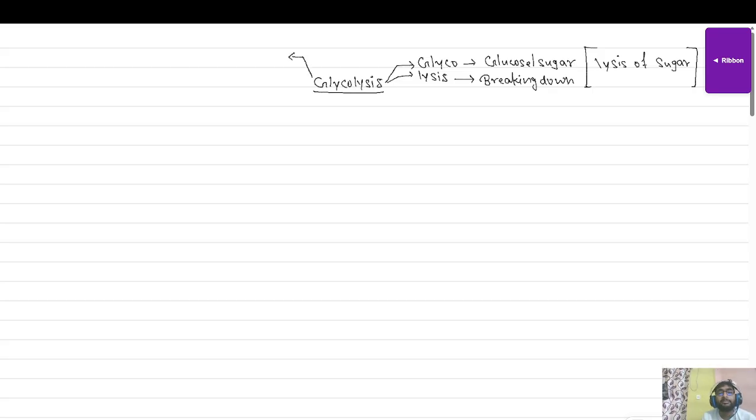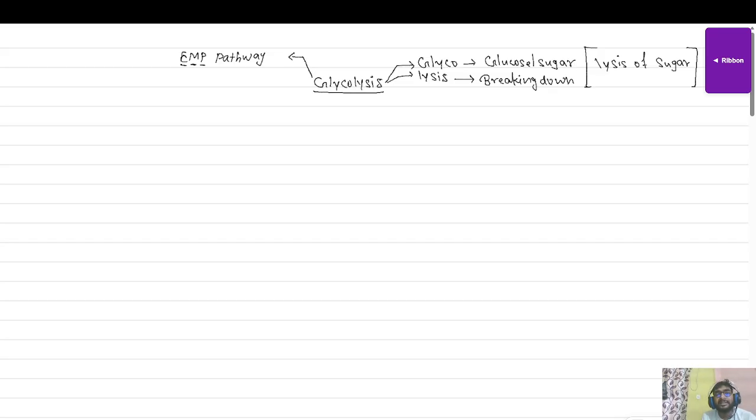On the basis of that, glycolysis can be given another name, the EMP pathway. What is this EMP? EMP means Embden, Meyerhof, and Partners. These are the names of the discoverers, and that's why it is named the EMP pathway.